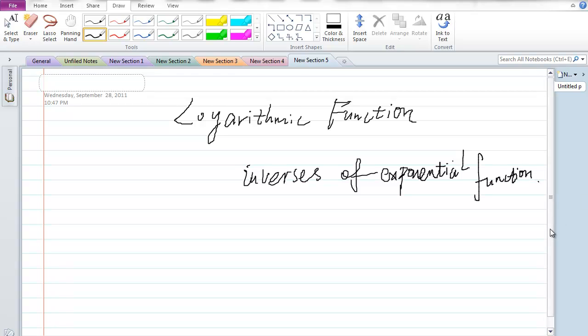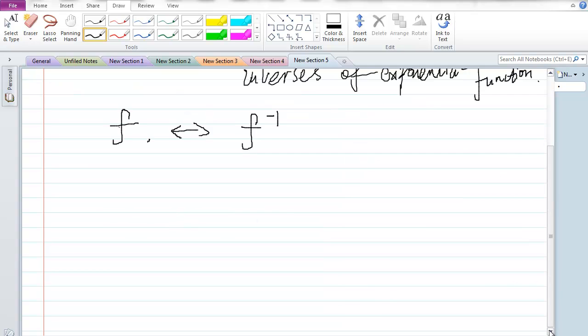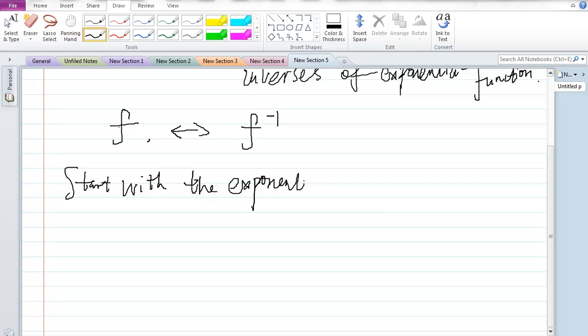If you know something about a function f, you will automatically know a little bit about its inverse, that is f inverse. So let's start with the exponential function.